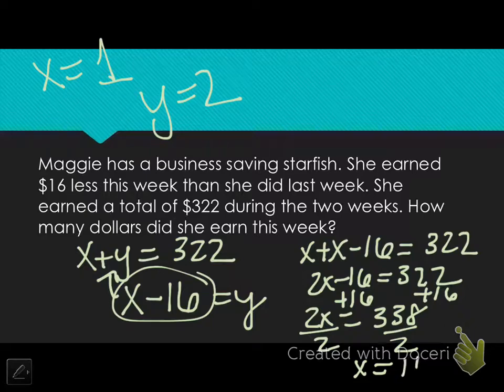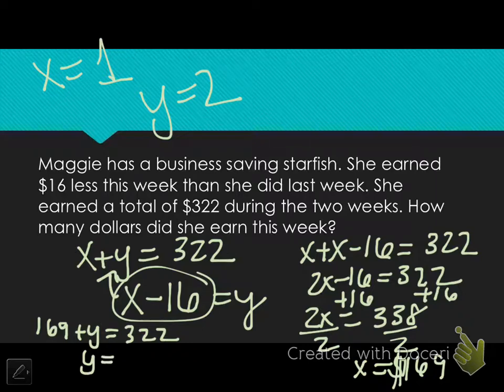Okay, x is equal to $169. So how much did she earn this week? Since we were talking about 2 weeks, we want to know what she earned the second week. We just figured out what she earned the first week. So let's take 169 plus y is equal to 322 to figure out how much she earned in the second week. We'd subtract 169 from both sides and get 153. Well, that is $16 less than the first week, so that's true.